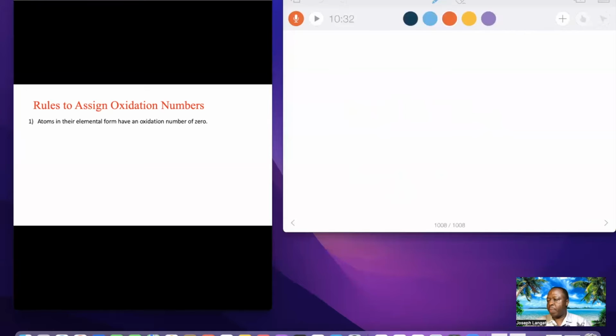What do we mean by elemental? If it's just an element, it's neutral, that's just going to be 0. If it is copper, this is just going to be 0. It is just by itself, it's just an element, elemental from the word elements on the periodic table. So if you are given an element on the periodic table, you should know that it has an oxidation state of 0.